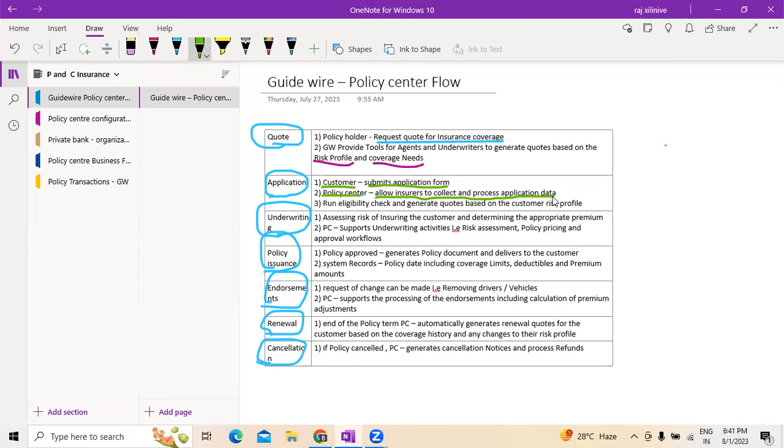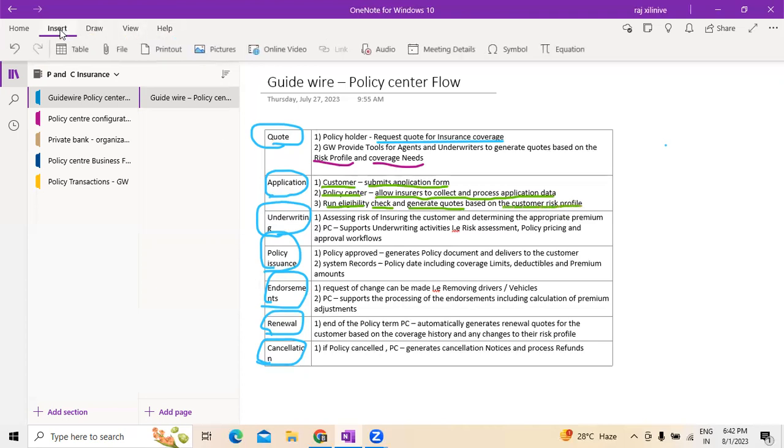Followed by that, the third one is about run eligibility, because we have to ensure the eligibility check, whether these people are really eligible to have an insurance or something, because once the application is submitted, we have to see that. So whether these people have the eligibility or not, we have to check all that. At the same time, generating the quotes based upon the customer profile.